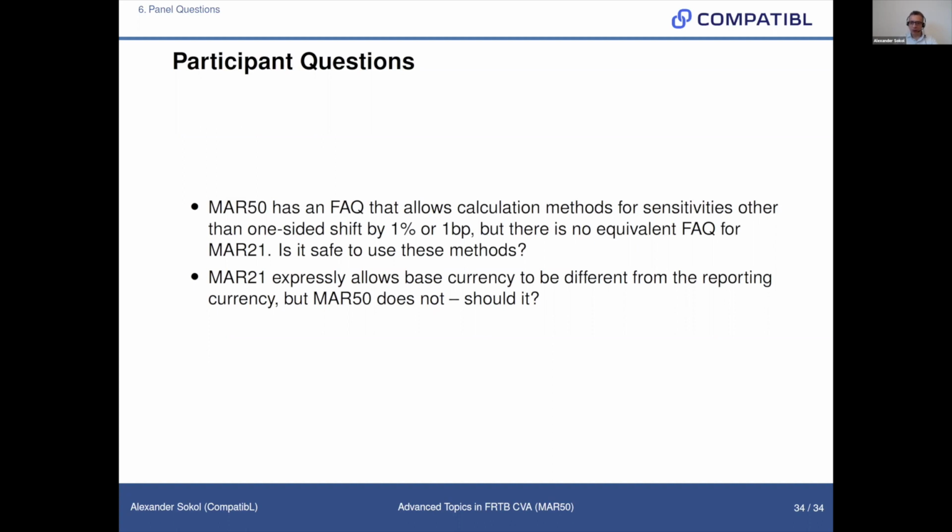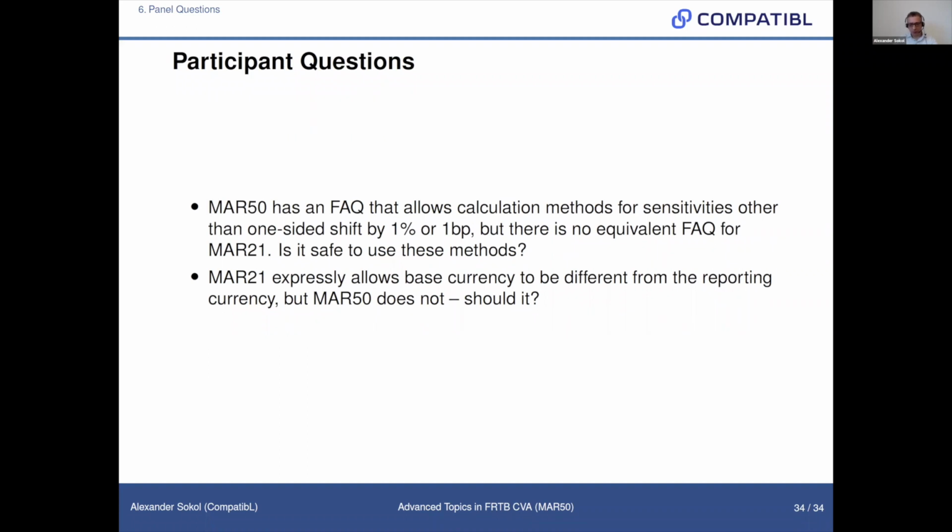But on the second one, it's the opposite. So I believe that the consensus is that unless the regulation specifically allows to change base currency to be different from the reporting currency, you cannot do it, right? Because that's not just the sensitivity of 1 basis point versus the analytical delta, right? That's a major thing, right? And it's allowed in MAR21, but not MAR50.